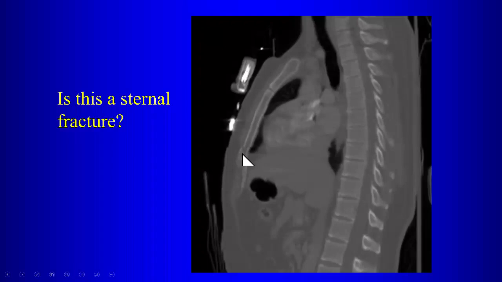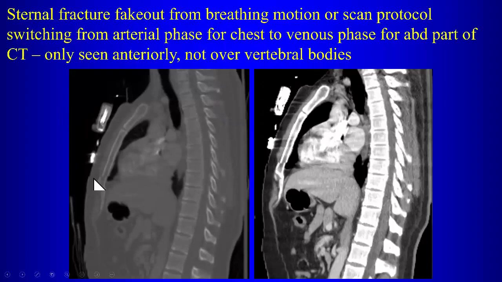Another thing that can happen is often there's a delay. The way the protocols are set up, there can be a delay between the end of the chest and the beginning of the abdomen, right? We like to do the abdomen in portovenous phase. We like to do the chest more in the arterial phase. So because of that delay, there can be misregistration there. So look at the skin here, and you can see that, okay, that's not a fracture. That's just an artifact from the imaging. Okay, so you don't want to get fooled by that fake out.